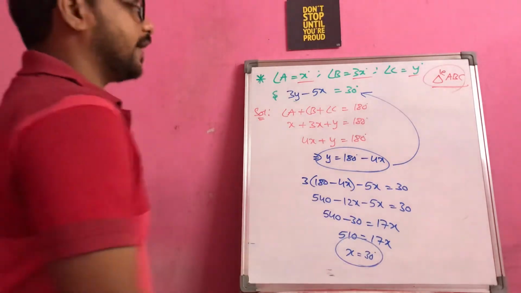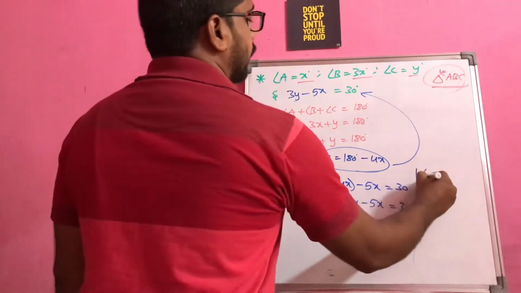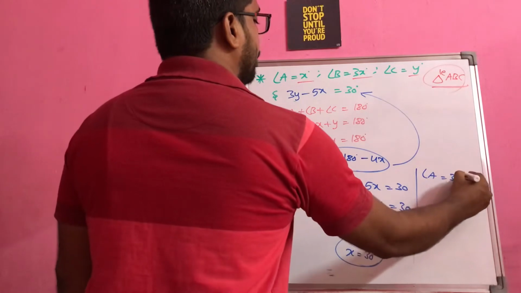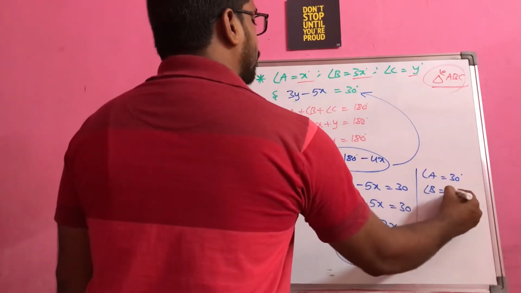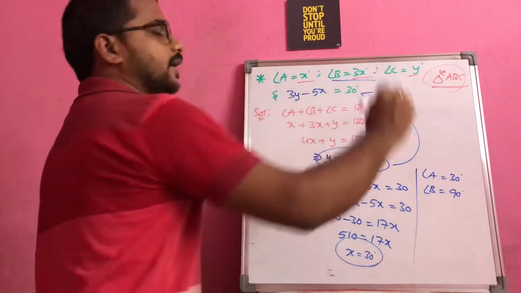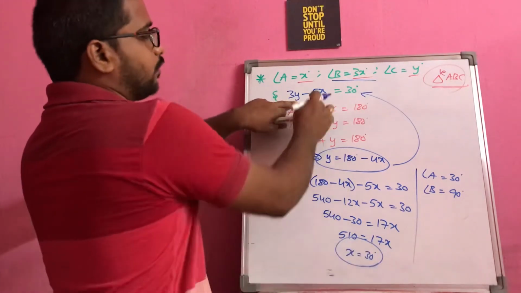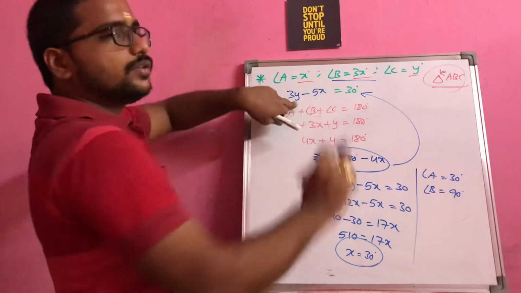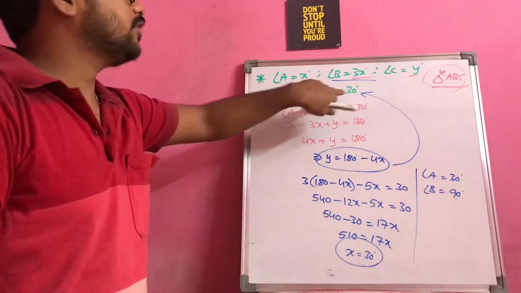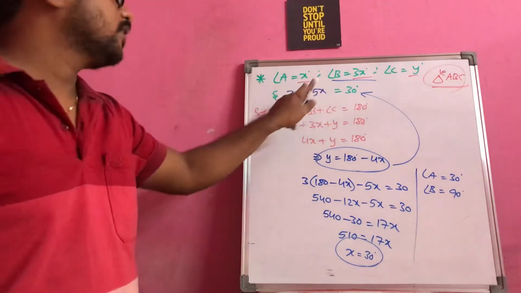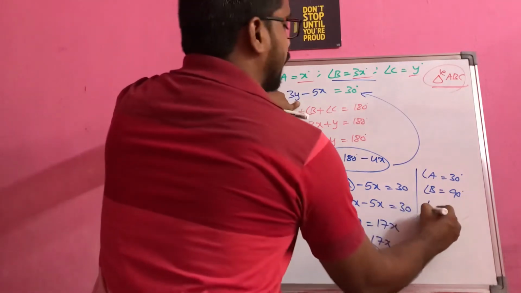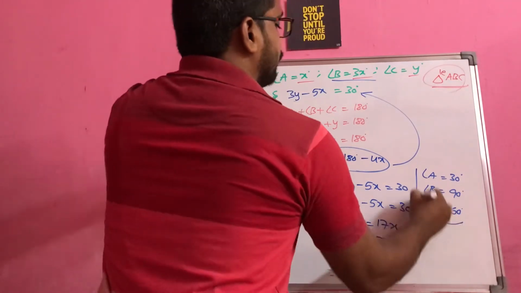When you got x, that means angle A we have 30 degree. So that means angle B will become 90 degree because it is 3 times of x. And angle C, if you have to find it, we have to substitute here. 5 into 30 is 150, 150 sent to other side 180, 180 by 3 will be 60. So angle C is equal to 60 degree.